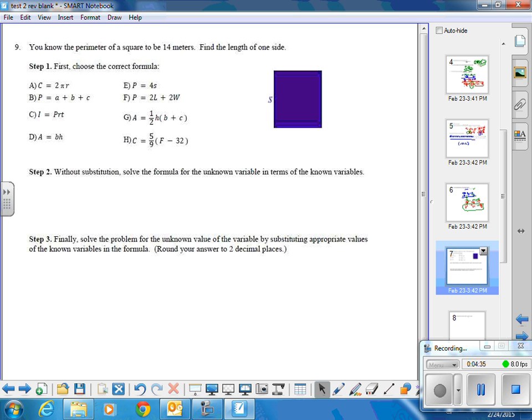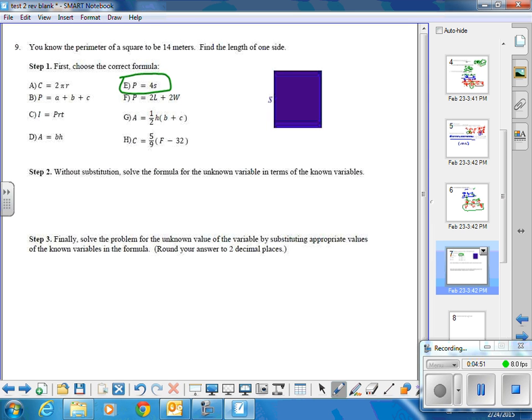Well, how do you find the perimeter of a square? I had some people talking about this one. That's great. That's for a rectangle. It's a square. So, perimeter of a square, we need to use this formula right here. That's the perimeter of a square.